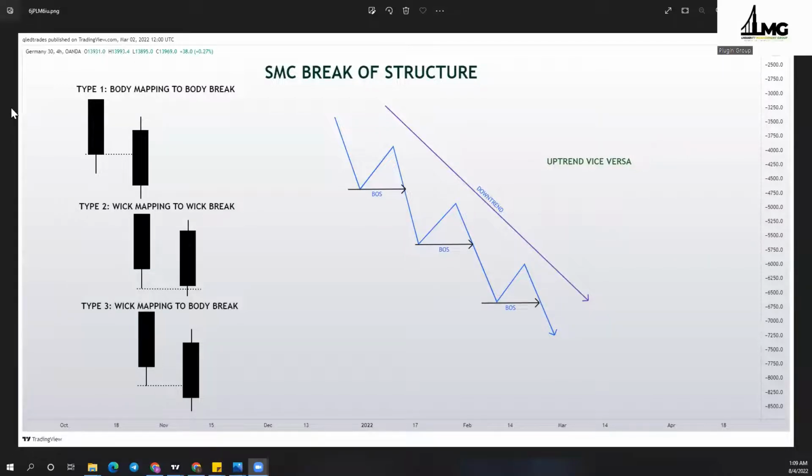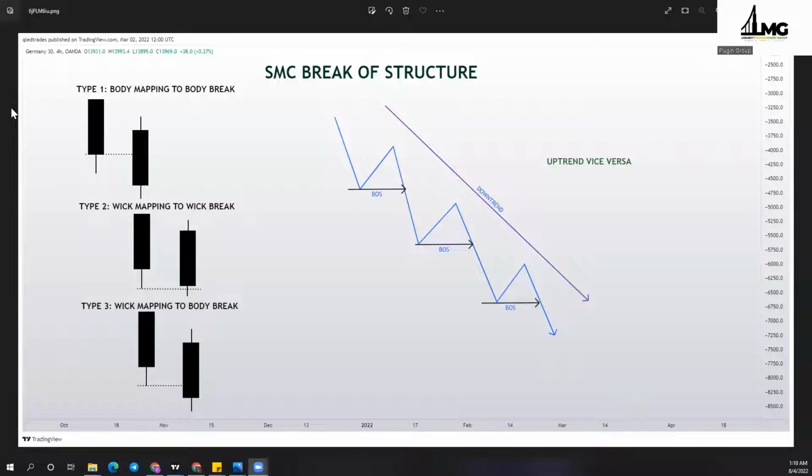Because price breaks structure in different ways, and the ways that it breaks structure all have different meanings to it, right? So there are three types of break of structure. The first one is body mapping to body break, the second one is wick mapping to wick break, and the third one is wick mapping to body break.